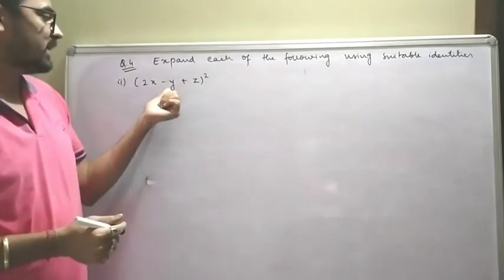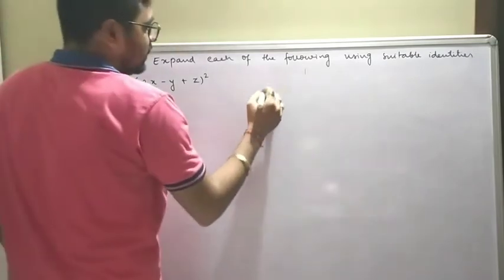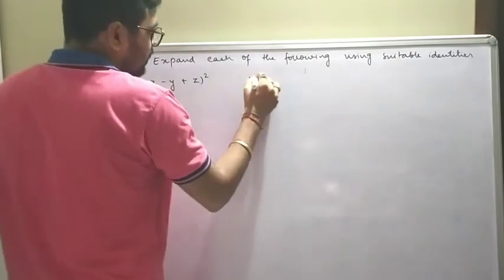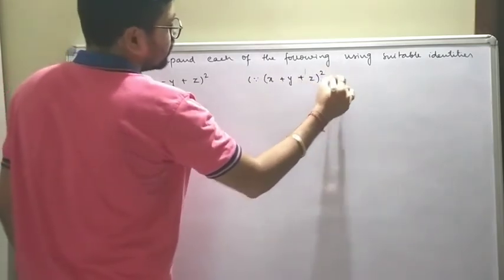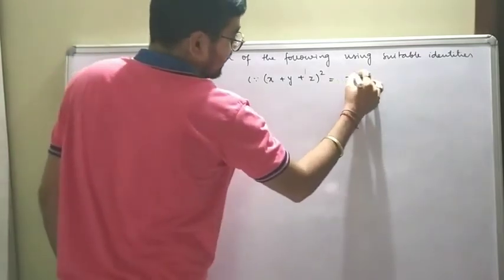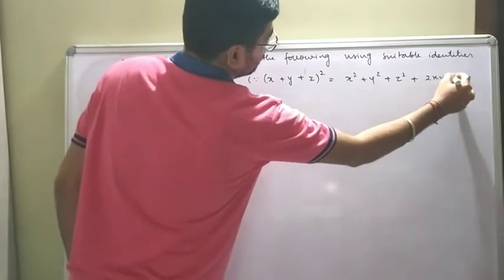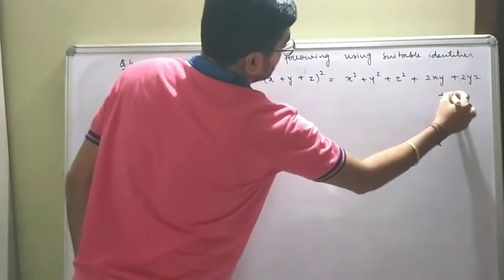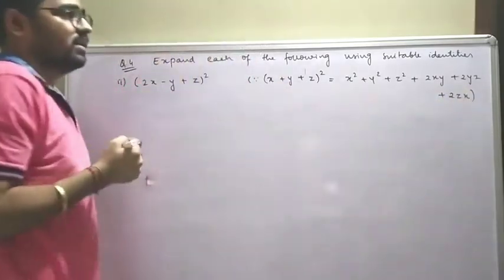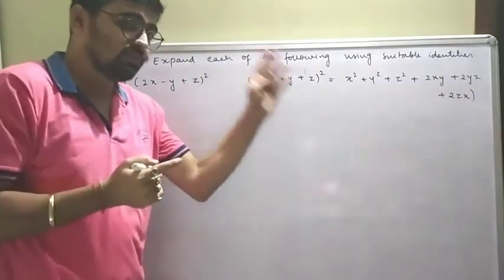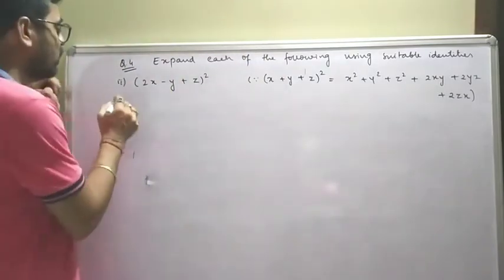So it is (2x - y + z) whole square. Now if you look and recall, there was one identity which we have understood: (x + y + z) whole square. What was the identity? The identity was x square plus y square plus z square plus 2xy plus 2yz plus 2zx. This was the identity we have understood, and based on this we already solved problems. So just to revise it, I am going to do it one more time.